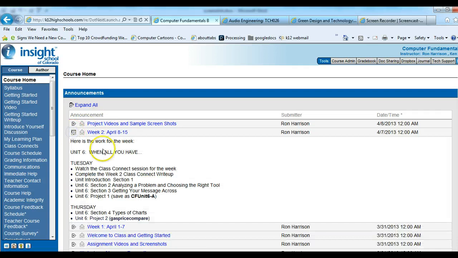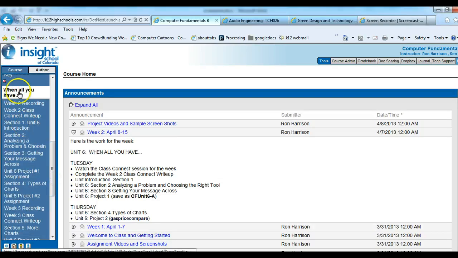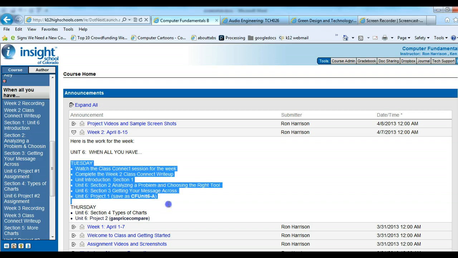In week two, you'll see it starts off with unit six. Even though it's really unit one for us, since this is a continuation of Computer Fundamentals A, which had units one through five, this one's called six. But really, you're down here in the unit called When All You Have. You can see that there's Tuesday work and Thursday work.